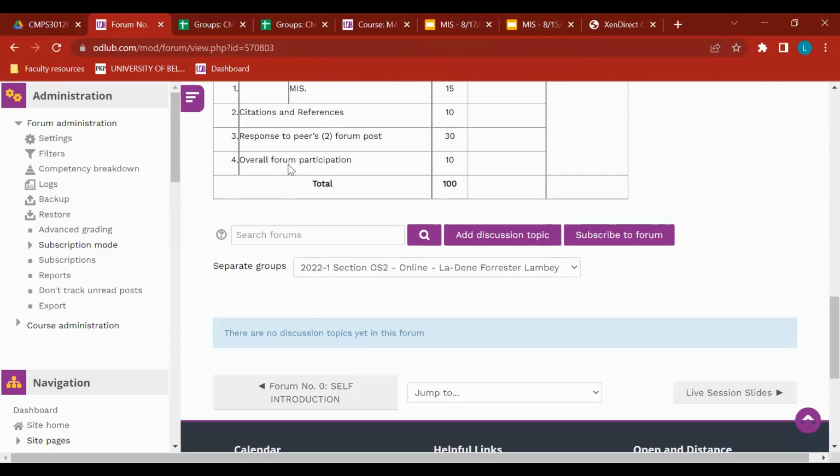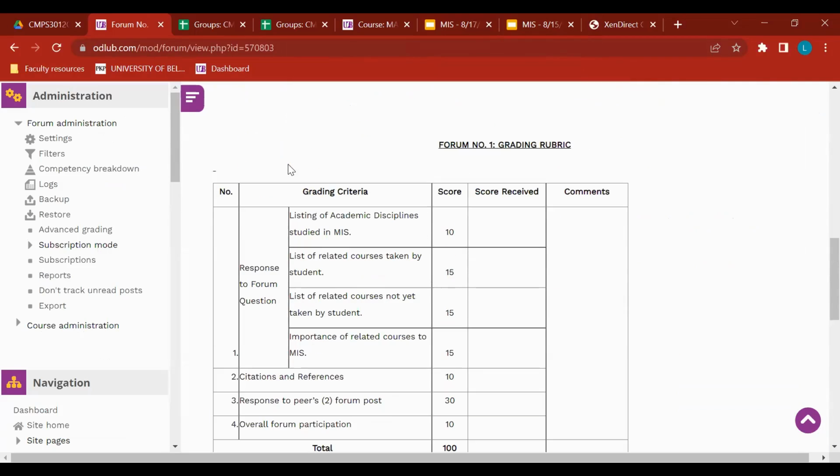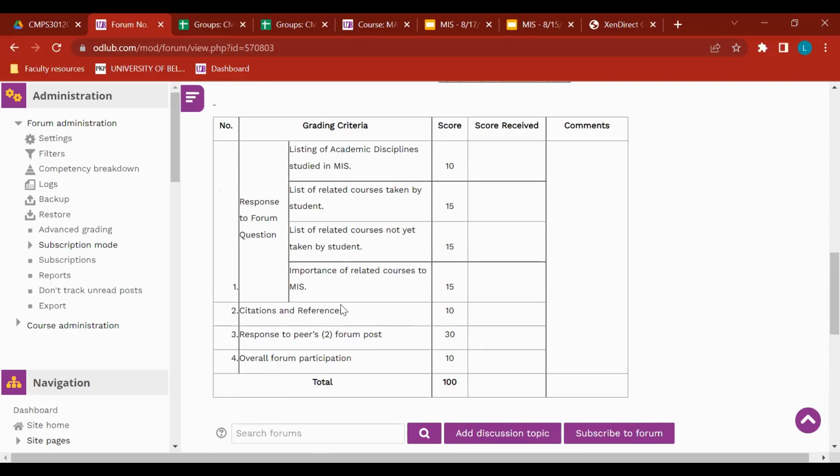We have to respond for Forum 0 as well, Miss? Yes, for the introduction, yes. It breaks it down. If you list the disciplines, which I just gave you, you get your 10 points already. If you list courses that you've taken, that's 15 points. If you list courses you have not taken, 15 points. If you've listed the importance of those related courses to MIS, 15 points. So it's really easy to get points for these forums.